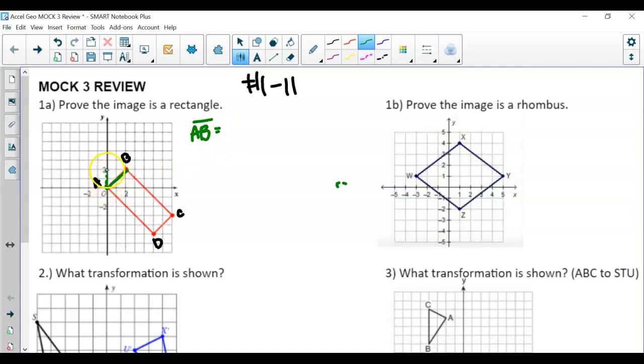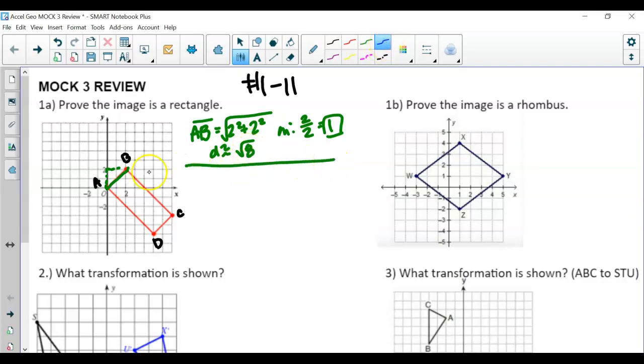Here we've got a rise of 2, run of 2. So the slope is 2 over 2, positive, which gives you 1. Now we also can use that for our distance, because that's 2 squared plus 2 squared, which gives us a distance of approximately radical 8. Now we're going to go to the next side, BC.